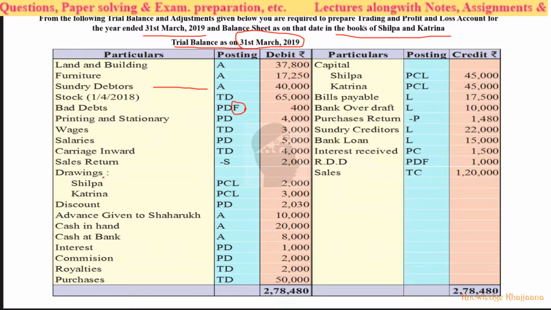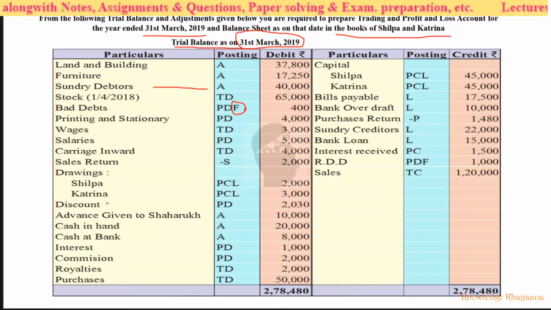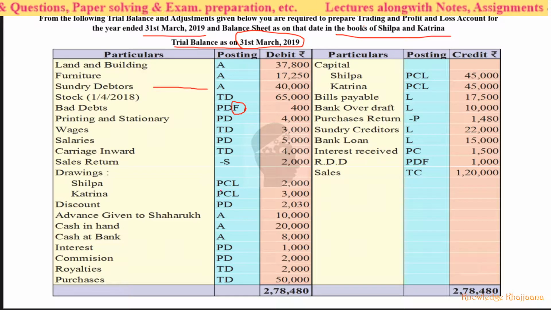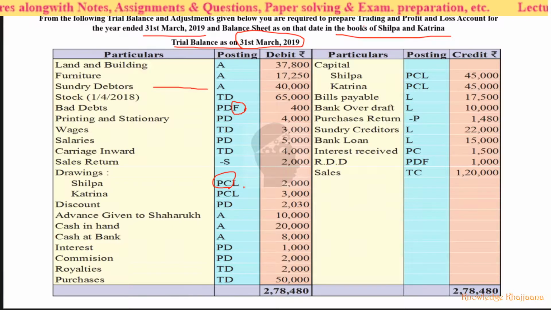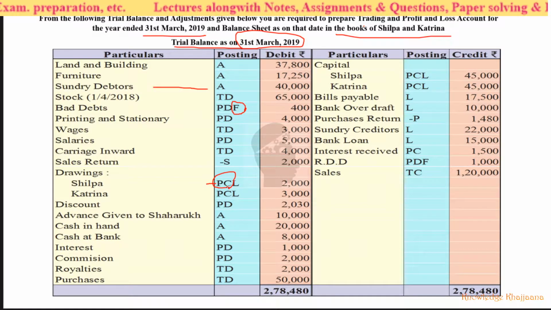Okay. Then drawings. Drawings of Shilpa and Katrina. See, there are two partners, Shilpa and Katrina. Now, what should be done with the value of the drawings? See, the value of the drawings is deducted from the partner's capital account. And where is the partner's capital account maintained? See, the book is not maintaining a separate partner's capital account. They are maintaining the partner's capital account in the liabilities itself. So you have to deduct that value from the partner's capital account, which is maintained in the liabilities.